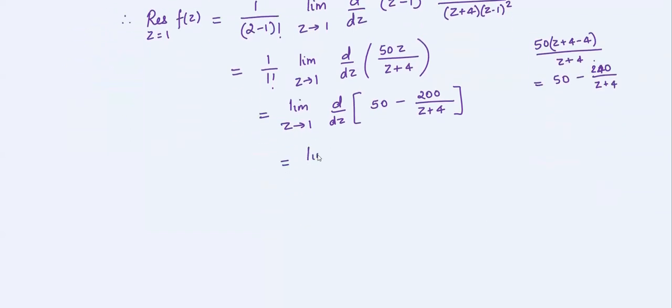So differentiating, we get 0, then minus of 200 times minus 1 by (z plus 4) the whole square. That will be the derivative. So we get 200 by (1 plus 4) the whole square, that is 5 square, 25. So we get 8. So the residue is 8.